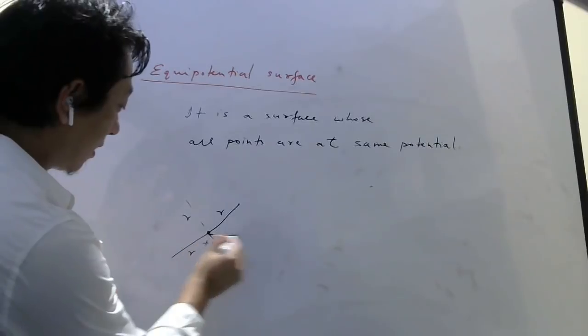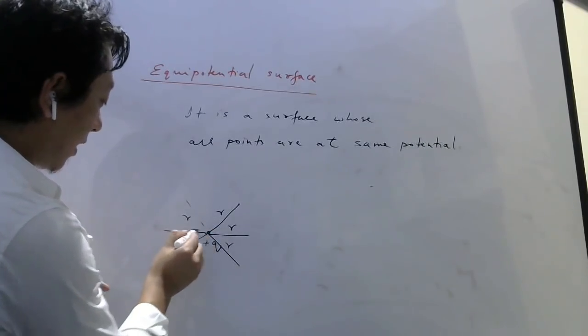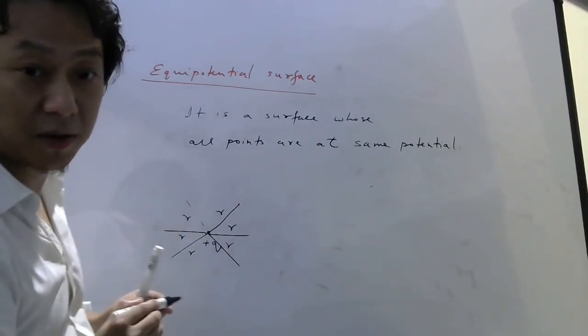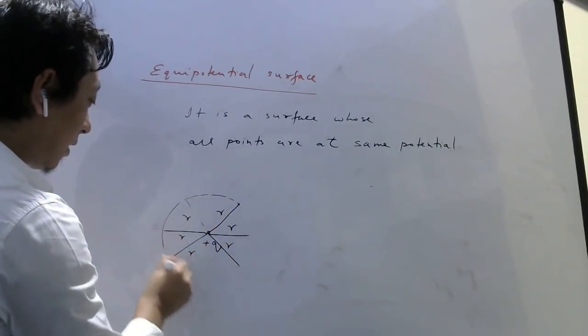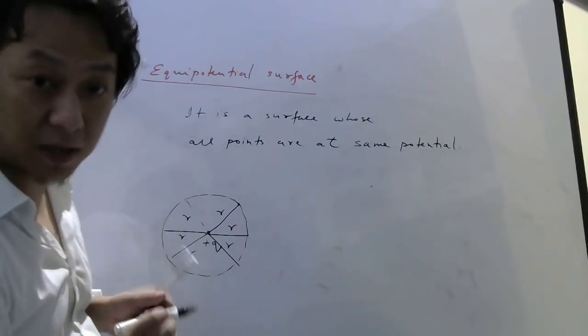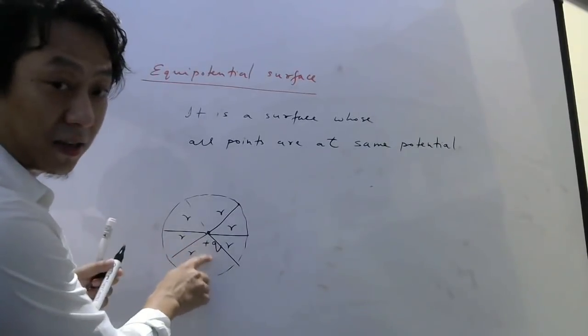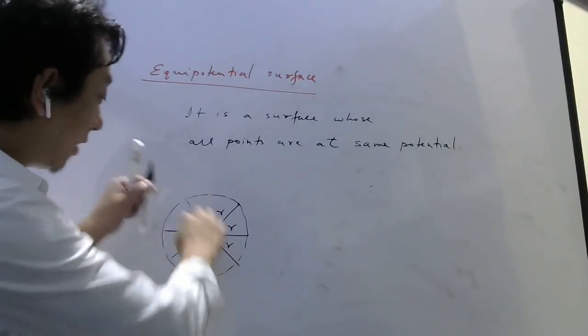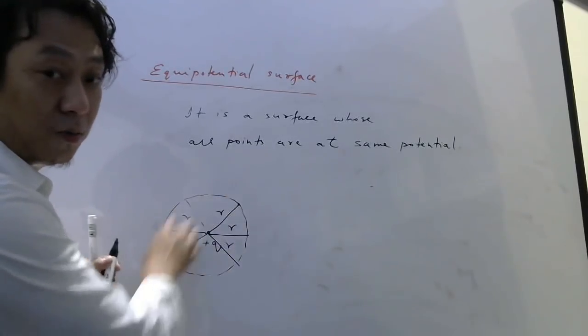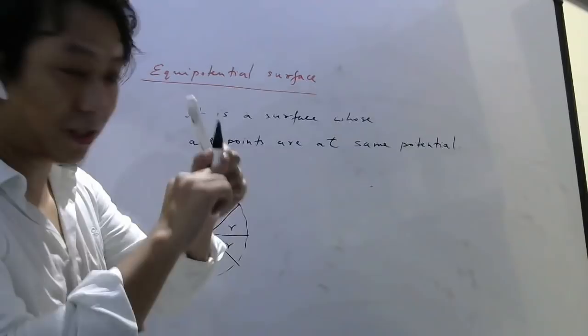Same here. Same. As long as this distance r is same, potential also will be same. In other words, potential in this circle. So if I draw a circle with the source charge at the center, then every point will have same potential. So in that case, this is called your equipotential line because it is a circle I draw.